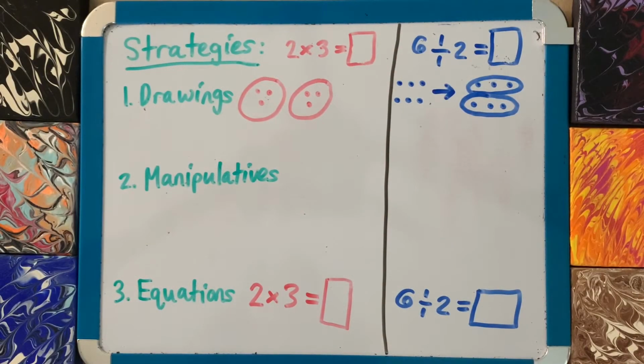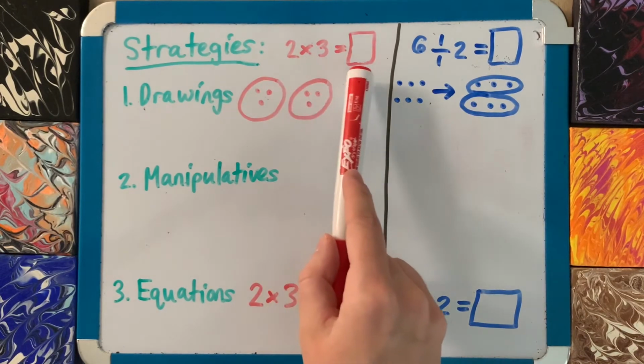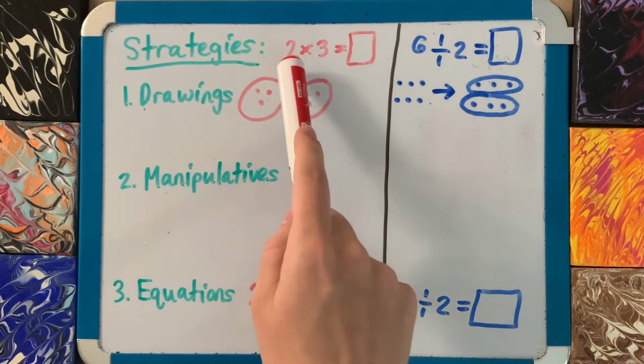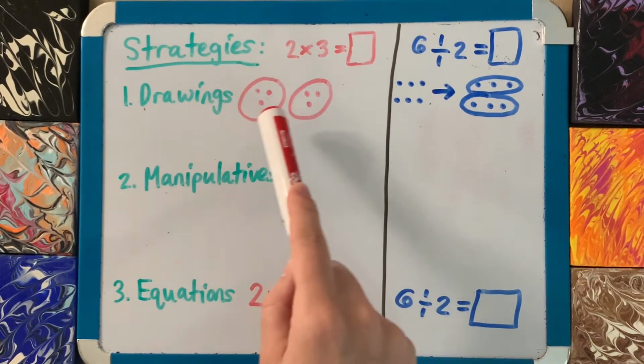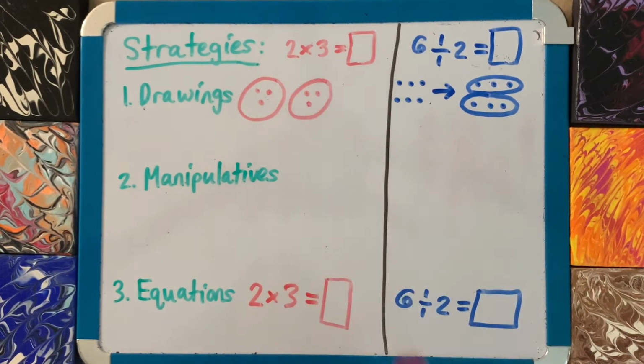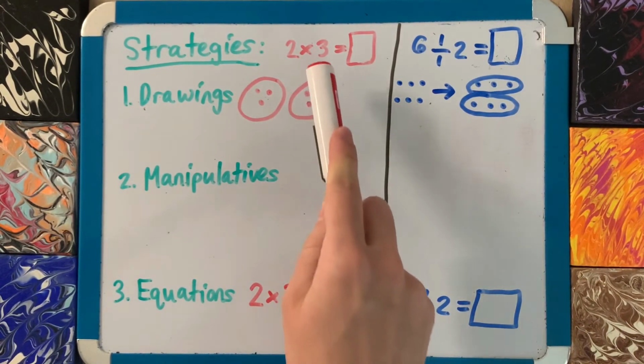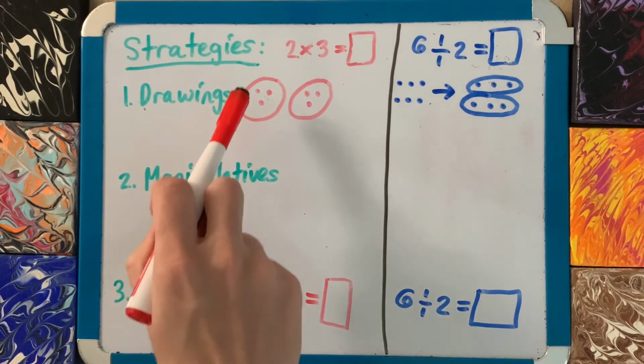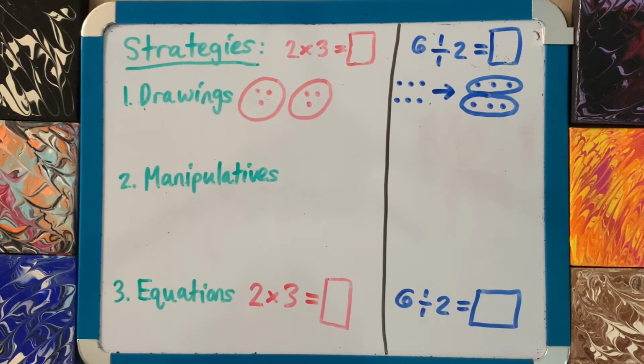So now it's time to look at some of the strategies that you can use when solving for multiplication and division problems. So here we have 2 times 3, and we have to find the product. Okay, so we know that 2 is going to be the groups. So we're going to draw 1, 2, so 2 circles on your piece of paper. And then we know that there's going to be 3 in each group. So let's use dots for our drawing. So you can do 1, 2, 3 dots in your first group, and 1, 2, 3 dots in your second group.